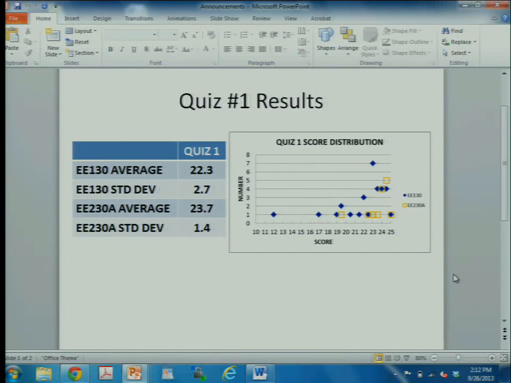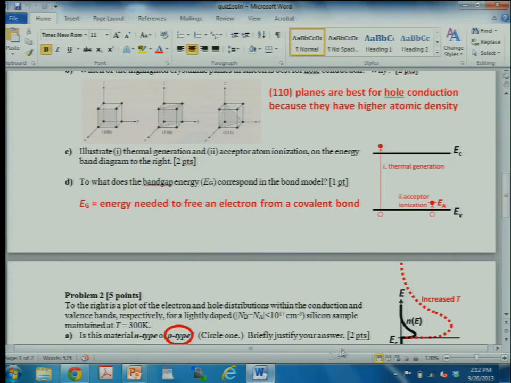So as a group, you did very well, I think, on the quiz. The results are just shown here. The average was pretty high, a low A for the undergraduates and a strong A for the graduate students. But I did want to go over something that I think a lot of people missed.